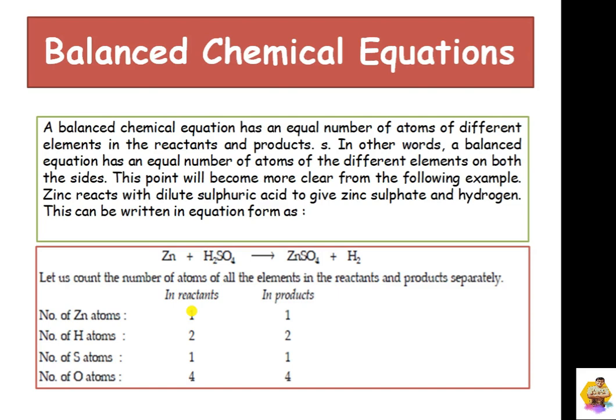This point will become more clear from the following example, the same example which we have studied in the last slide. Just see that zinc plus sulfuric acid gives us zinc sulfate and hydrogen. Here the number of zinc atoms is the same on both sides. The number of hydrogen is the same on both sides. The number of sulfur is the same on both sides. Again the number of oxygen is the same on both sides.